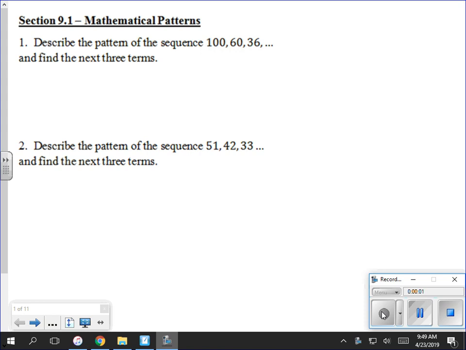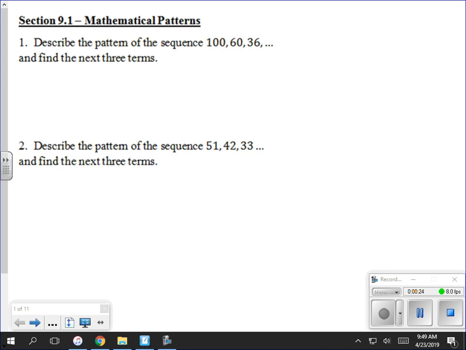Okay, so the first set of questions is all about the difference between arithmetic and geometric sequences. Arithmetic sequences increase by adding or subtracting the same number each time. Geometric are by multiplying by the same number each time. So on the first one, describe it as arithmetic or geometric, and then find the next three terms.